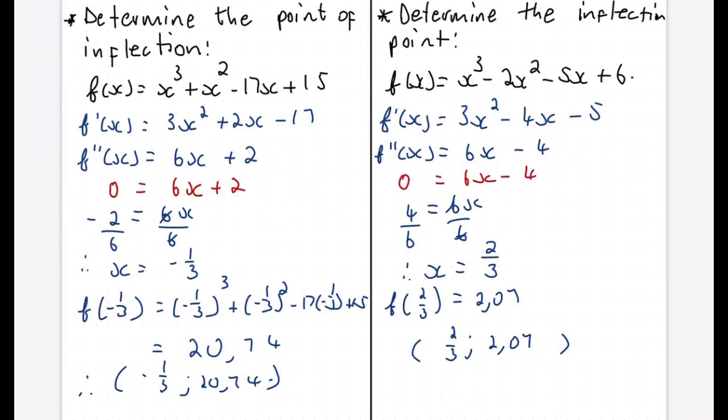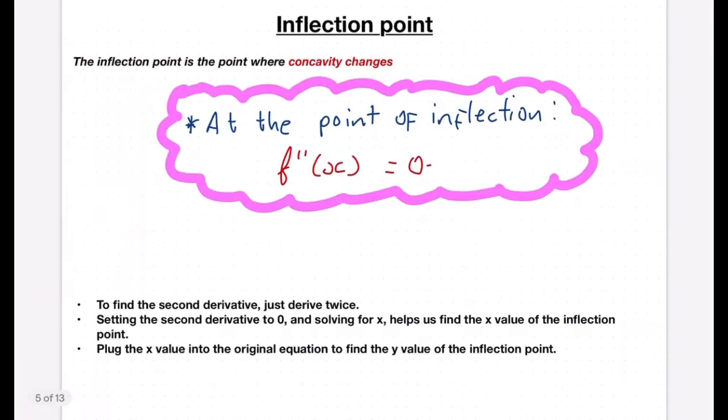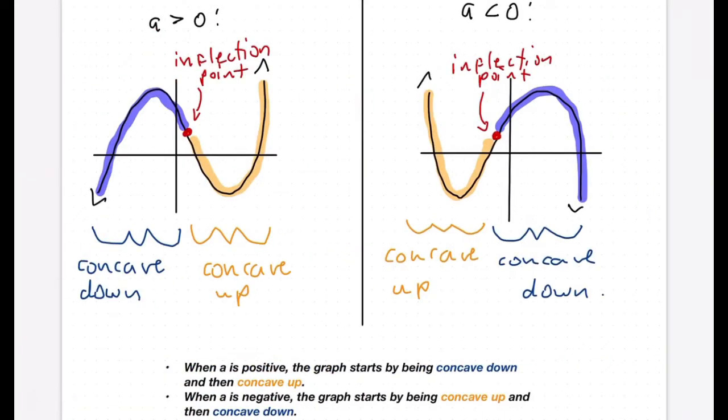Now, matriculants, we've been talking about inflection points, and like I said, it's the point where the graph changes its concavity. Another feature of cubic graphs is they also have stationary points or turning points here and there. They have 2 turning points, unlike a parabola, which would have only 1 turning point.